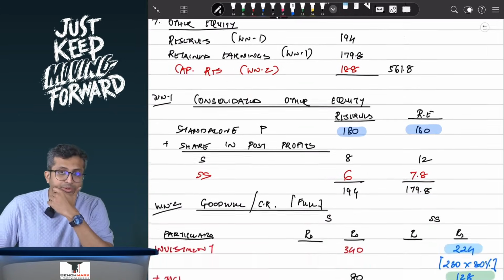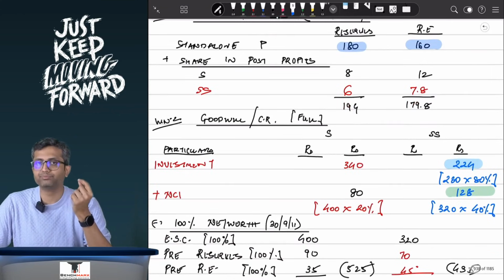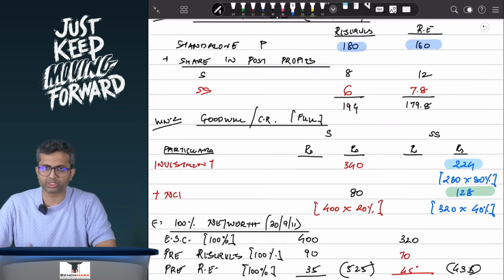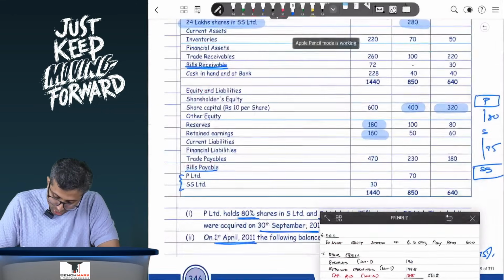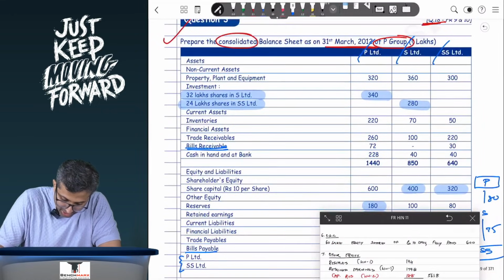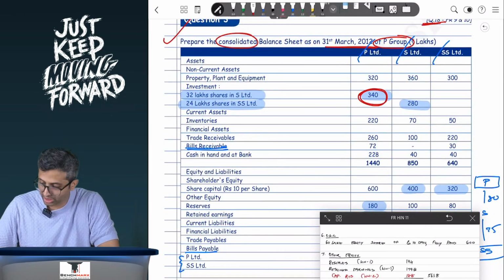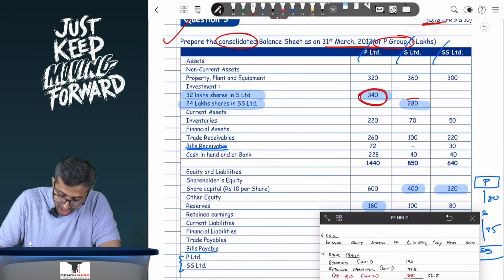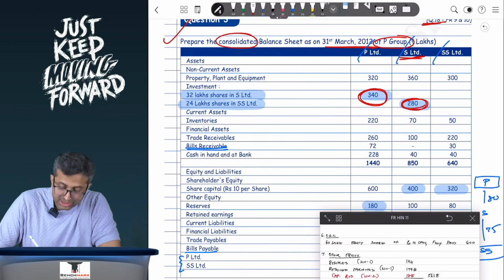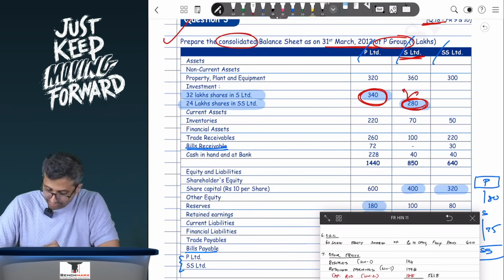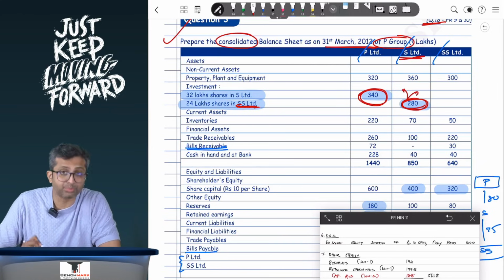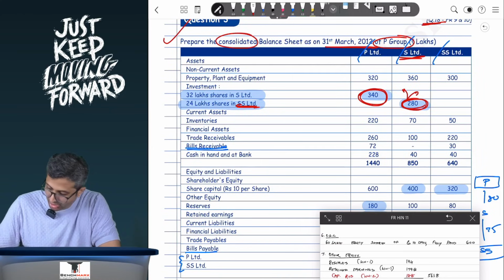Now the problem will arise when you do goodwill workings. You will start with the investment. First, investment is appearing in whose books? Sir, investment is appearing in P's books, and all assets of P, 100%, are attributable to P only. So this is investment of 340. But this 280 is appearing in whose books? Sir, in S Limited's books. It may be investment in SS, but it is appearing in the books of S. So 280 into 80% will come to 224.